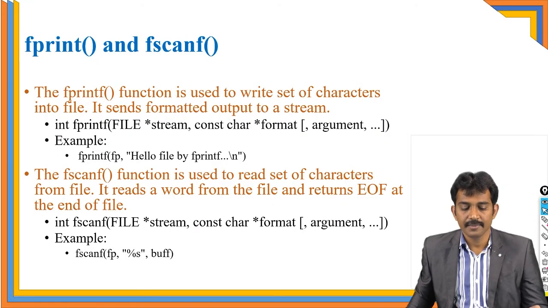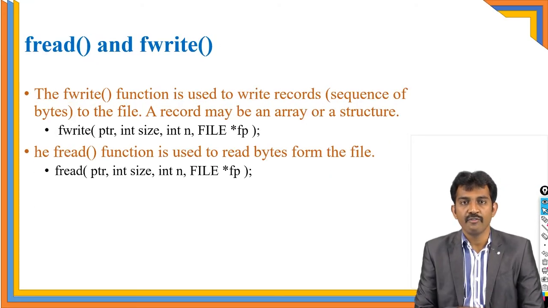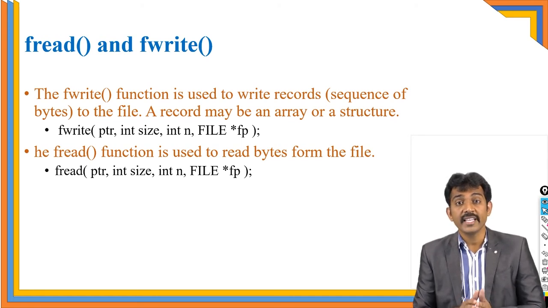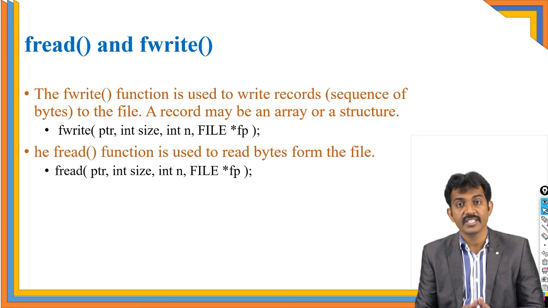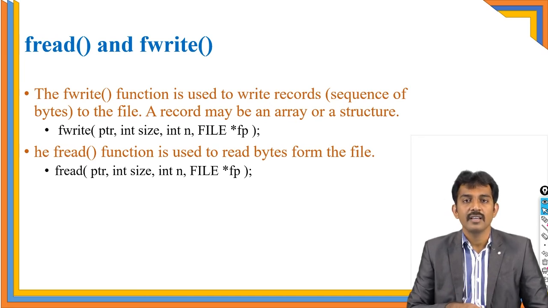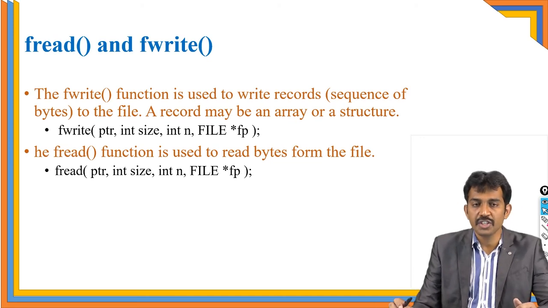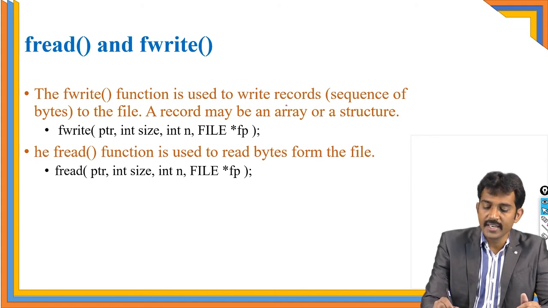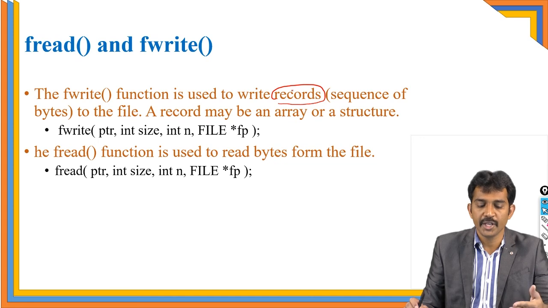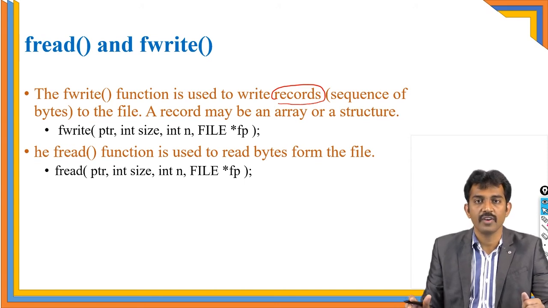And the next thing, fread and fwrite. If you want to write a structure into the file, then you go for fread and fwrite. They mention that the fwrite function is used to write records. For example, if you want to write an entire structure into the file, you can use this method. fwrite writes an entire structure into the file. fread reads an entire structure from the file.